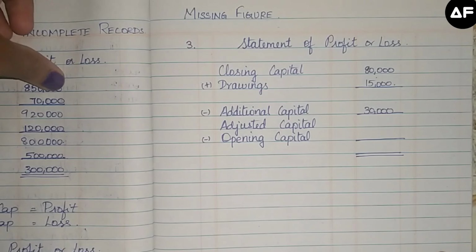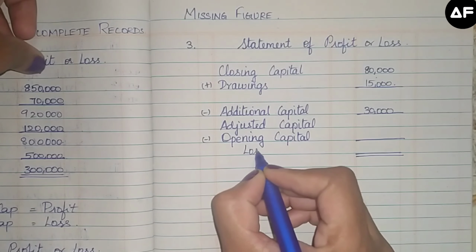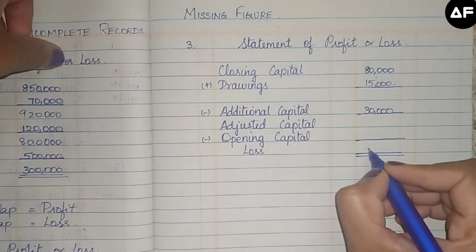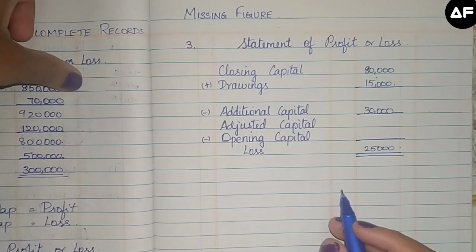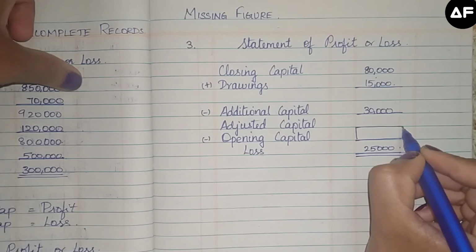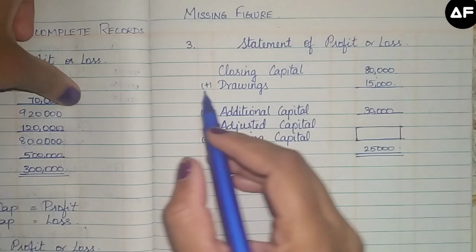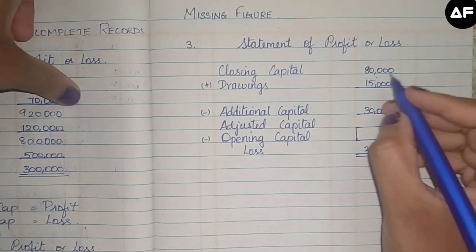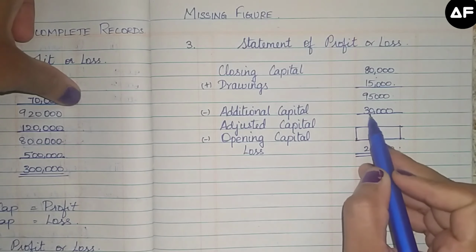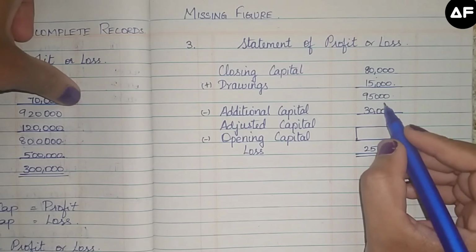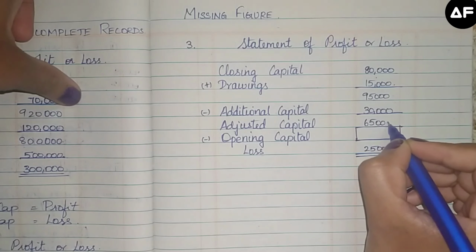Opening capital as on 1/4/2017 is a big question mark, and they have given the loss. So loss for the year is 25,000. So we have to find the opening capital, which is over here. So how can that be found out? First, if you compare and see, these two are here where we can perform the addition. So 80,000 plus 15,000 is 95,000. Next, these two are here, so we can find out the adjusted capital. So 95,000 minus 30,000 is going to be 65,000.